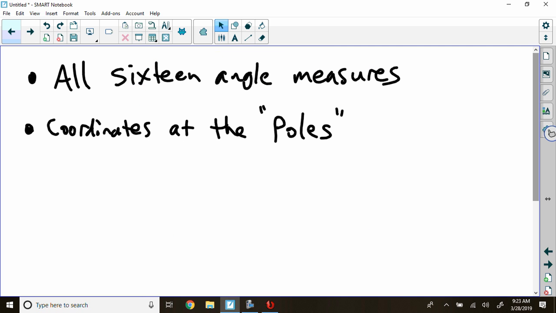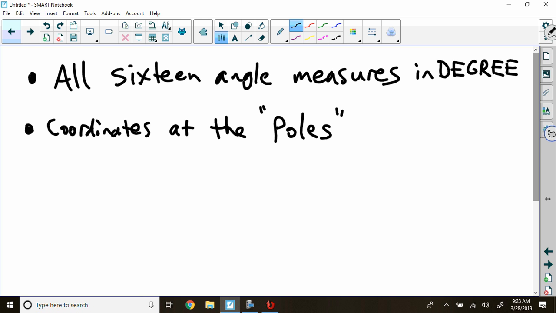So that takes care of all 16 angle measures in degrees. So we really only have one more thing to do today. We're almost done. The last thing we got to do today is talk about the coordinates at the poles.